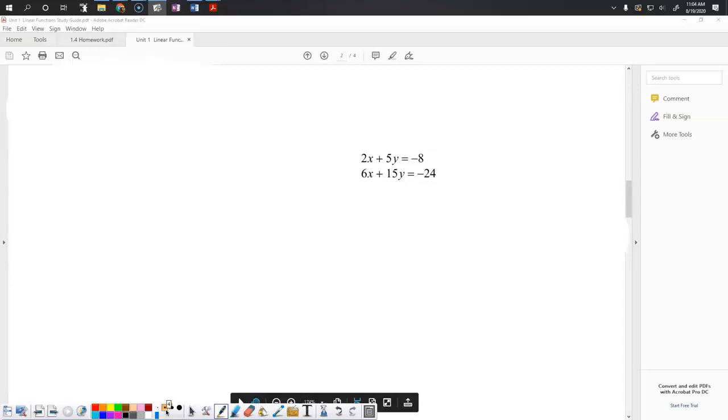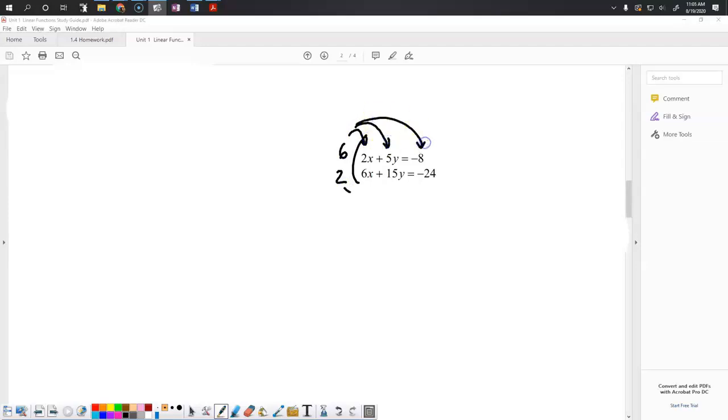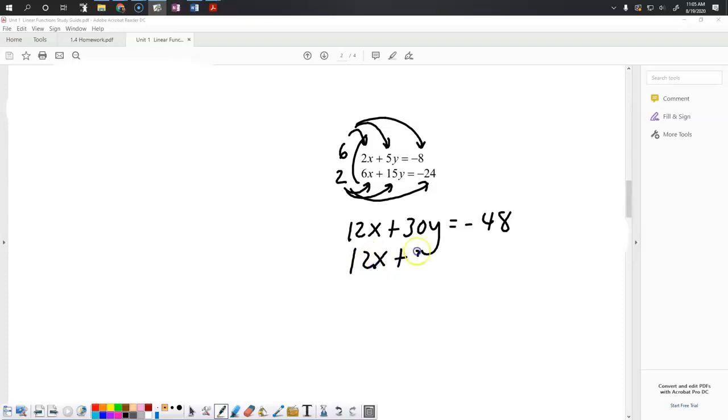So same process as the last one. Pick a variable you want to cancel. Let's cancel the x's again. Take the coefficients off and reverse them. So I'm going to take the 6 from the bottom, put it on the top. Take the 2 from the top and put it on the bottom. And multiply straight across. And so what we end up with is 12x plus 30y equals negative 48 on the top. And on the bottom we get 12x plus 30y equals negative 48.